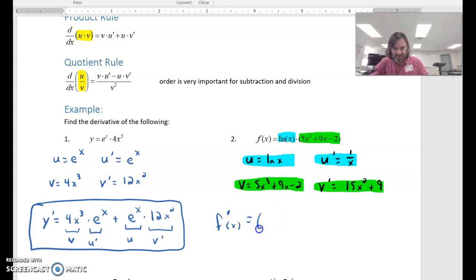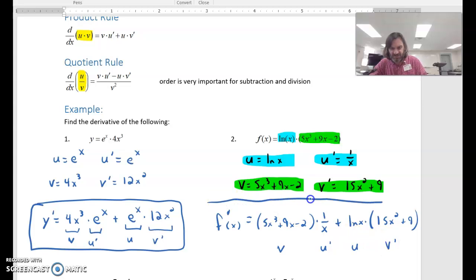V, which will be 5x cubed plus 9x minus 2, times u prime, which will be 1 over x, plus u, natural log of x, times v prime, 15x squared plus 9. So here we have v, u prime, u, v prime. And all that works together to give us our nice little derivative. Okay. Now let's try the same thing with the quotient rule.